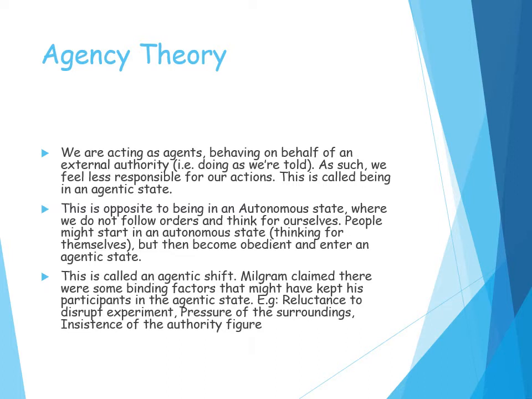So generally we start in an autonomous state where we think of ourselves, but then we become obedient and we enter the agentic state. And that movement from autonomous to agentic state is called the agentic shift. And Milgram claimed that there are binding factors that may have kept his participants in the agentic state. So reluctance to disrupt the experiment, pressure of the surroundings, and insistence of the authority figure. And binding factors reduce the moral strain and cause us to ignore the damaging effects of being obedient.